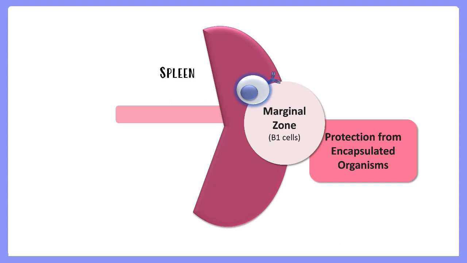And you may already be familiar with this concept. People who've had a splenectomy are more prone to infections with encapsulated organisms, and this is one of the reasons why. Post-splenectomy, patients are managed with amoxicillin prophylaxis, and they must be vaccinated against encapsulated organisms such as pneumococcus, meningococcus, and Haemophilus influenzae.